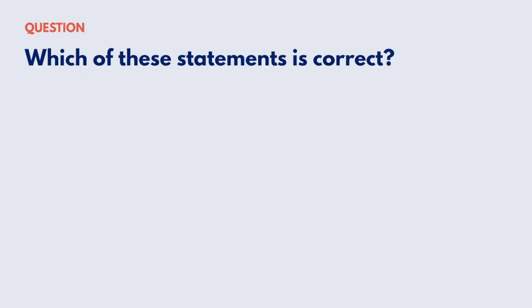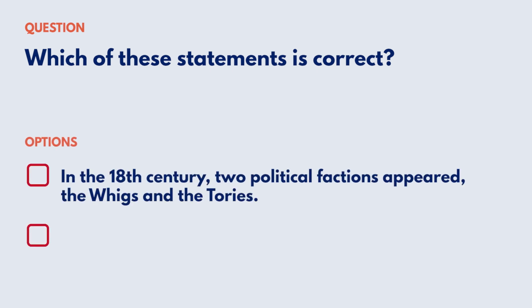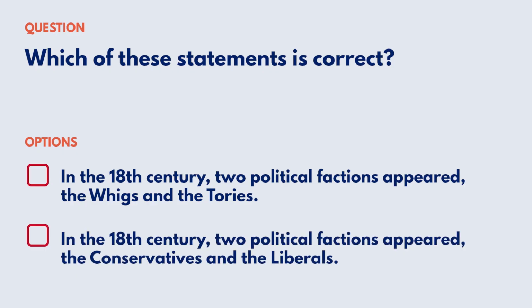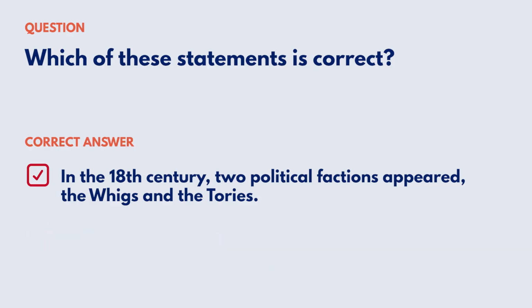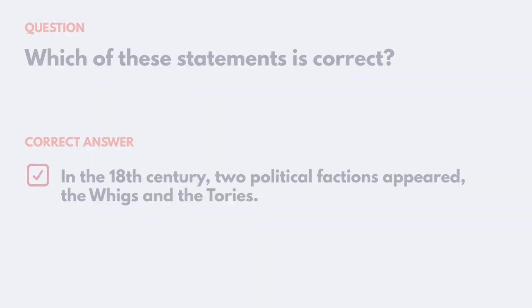Which of these statements is correct? In the 18th century, 2 political factions appeared, the Whigs and the Tories. In the 18th century, 2 political factions appeared, the Conservatives and the Liberals. Correct answer. In the 18th century, 2 political factions appeared, the Whigs and the Tories.